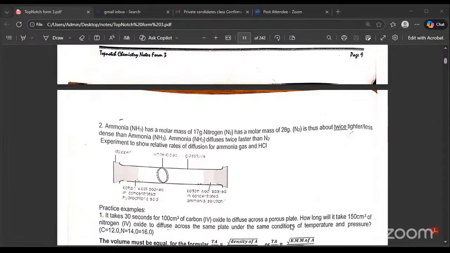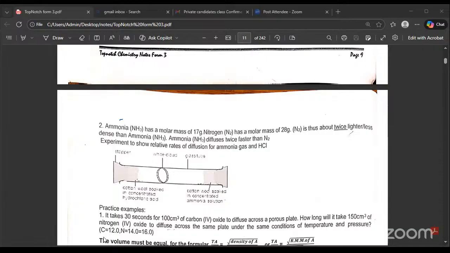How long will it take 150 centimeters of nitrogen? For example, remember they have given you now the names of the gases. They have not given you the masses of the gas or the RMMs. So it is very important to remember that one. To diffuse across the same plate under the same conditions. So we are keeping the conditions the same, and those are the factors that were affecting Charles and Boyle differently when you switch them. So those ones are very important.